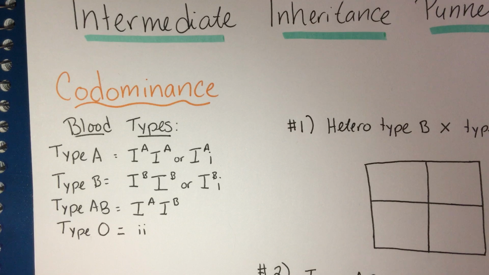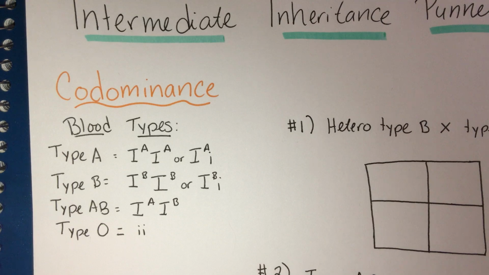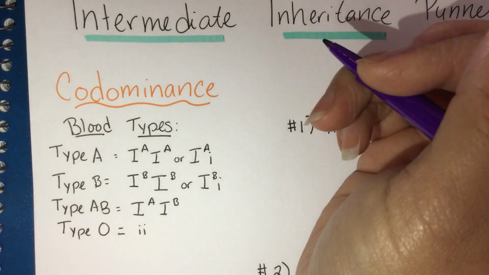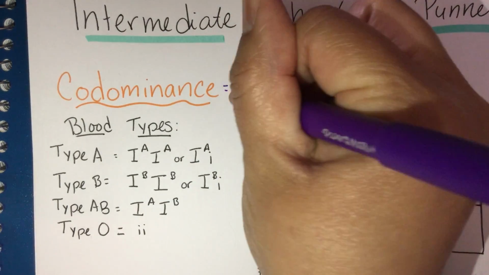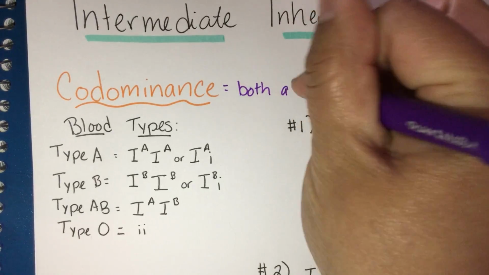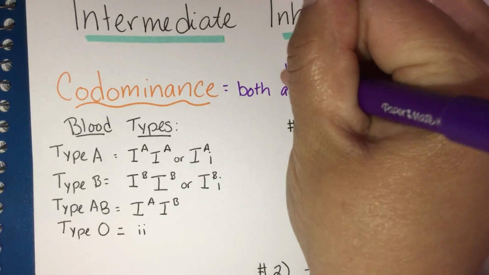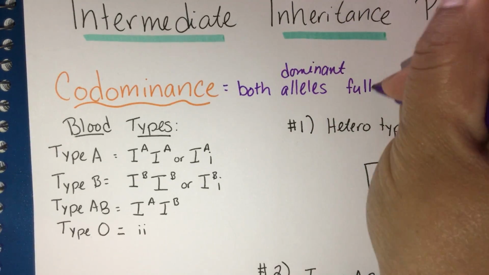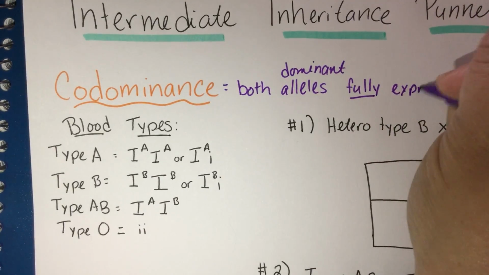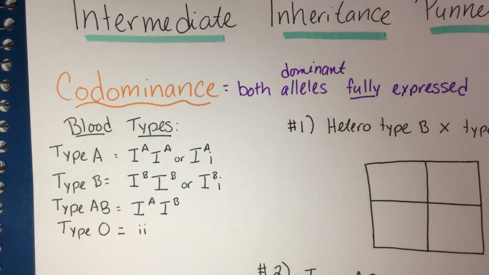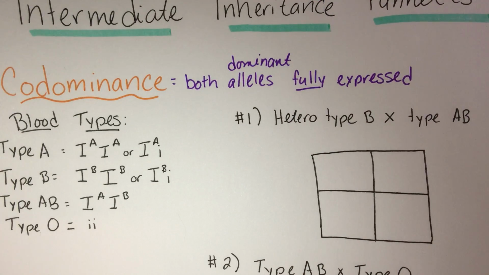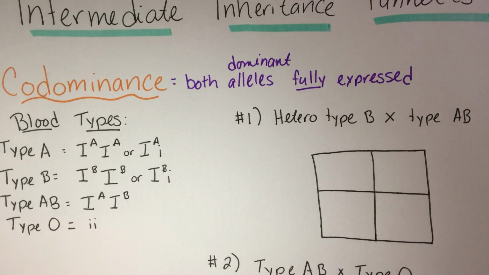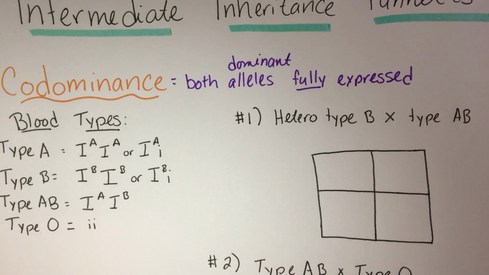So remember, these are intermediate inheritance. That doesn't mean we have dominant and recessive. We're either going to see both of them or there's going to be a mixture. So for codominance, codominance is when you see both alleles. Both dominant alleles, in this case, are fully expressed. And I know this is kind of zoomed in, so after this, I'll take a picture of this and I'll post this up along with my notes.